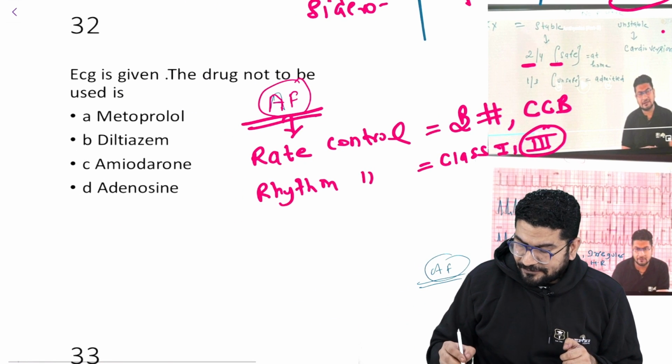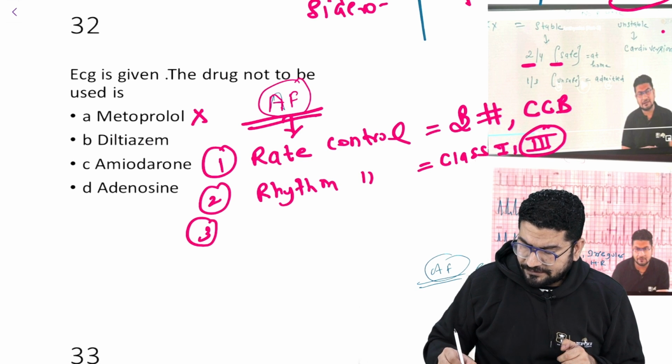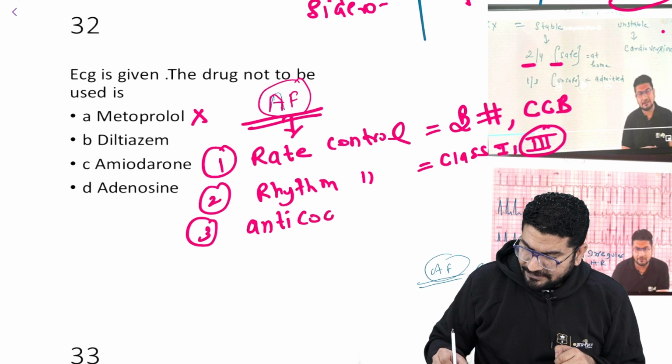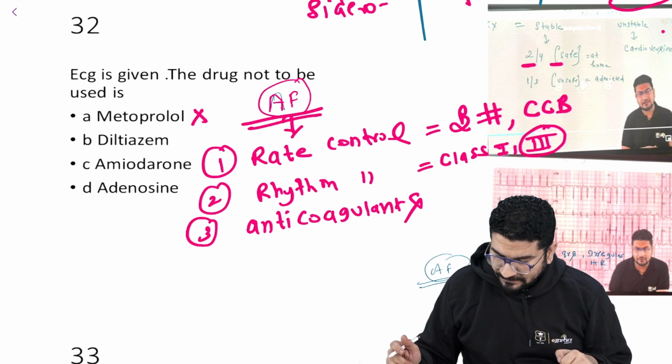Now let us see, metoprolol is a rate control strategy. So first, we can use a rate control strategy or a rhythm control strategy. Third, we can use an anticoagulant in the patient after calculating a score, that is the CHA2DS2-VASc score.